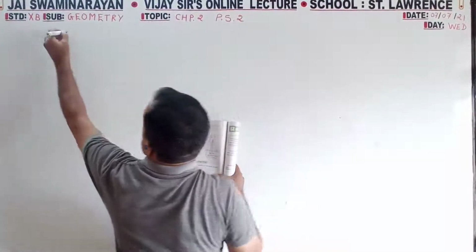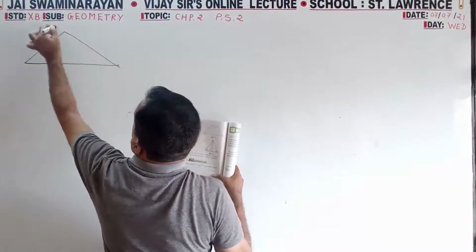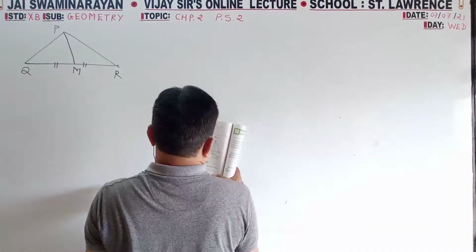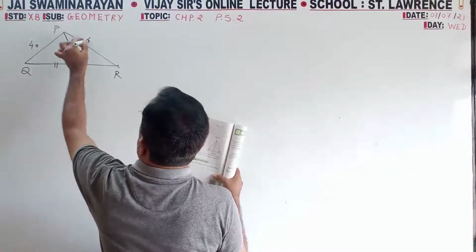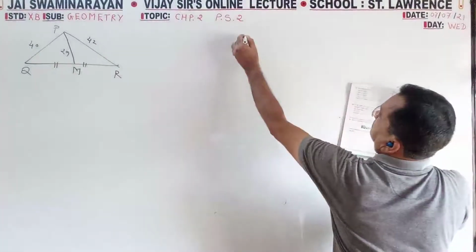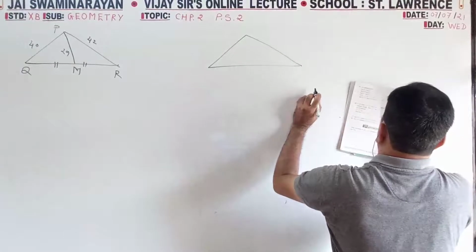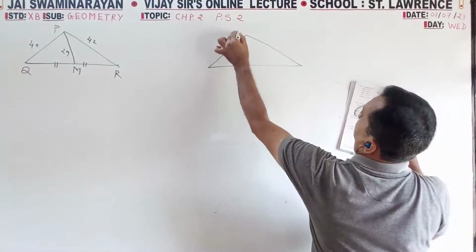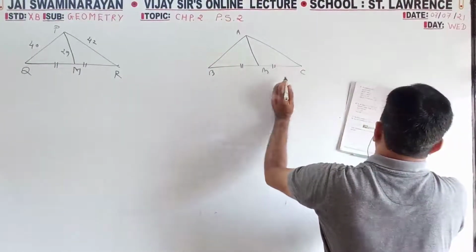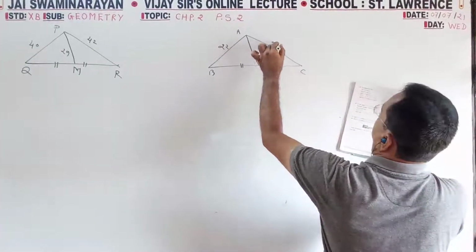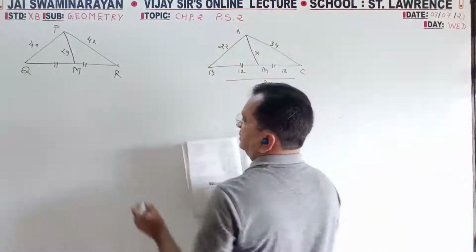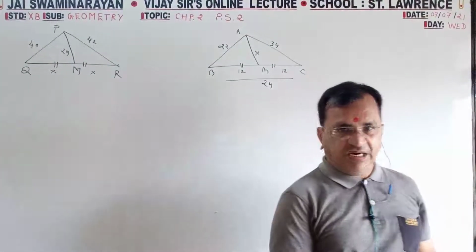PM is median of PQR. PQ 40, PR 42, PM 29, AM, AB 22, AC 34. BC is 24, so this is 12, this is 12, this is X, this is X, this is X. How to complete this?